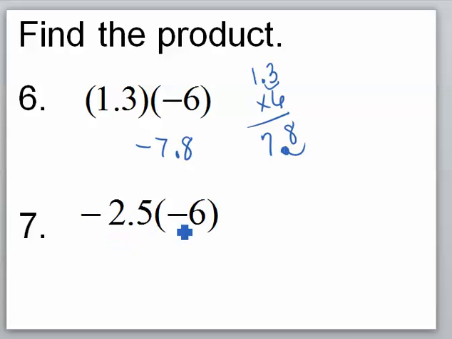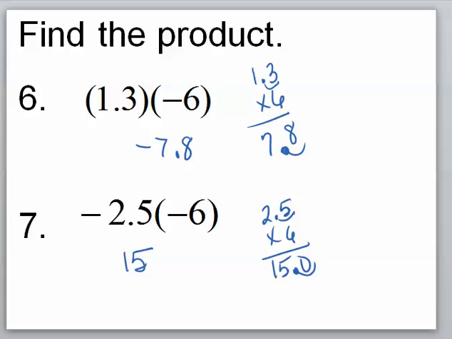The next one, negative times a negative. 2.5 times 6. 5 times 6 is 30. Okay, the 3. 12 plus 3 is 15. Move my decimal over one spot. I get 15. It is a positive 15 because the negative times the negative is a positive.